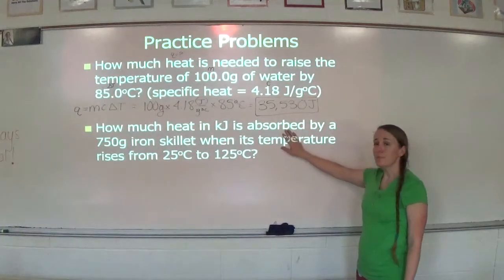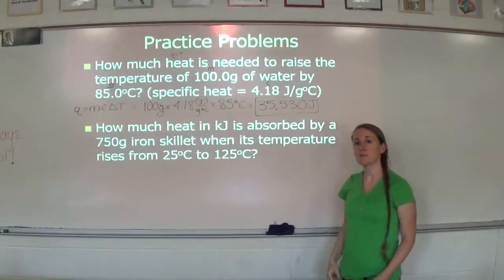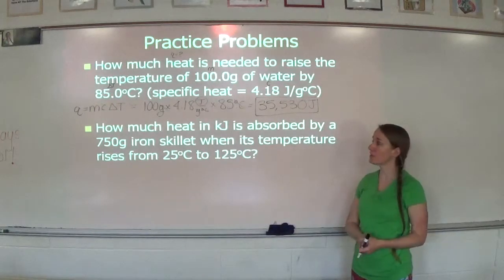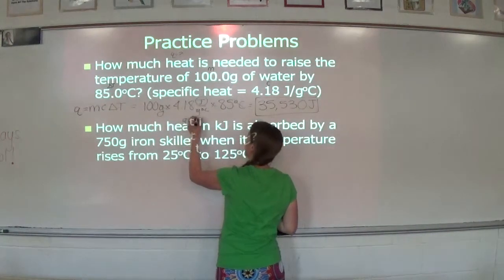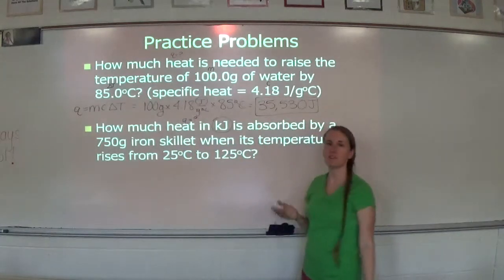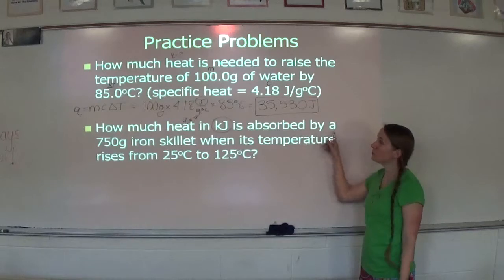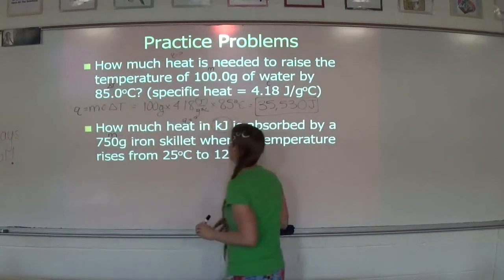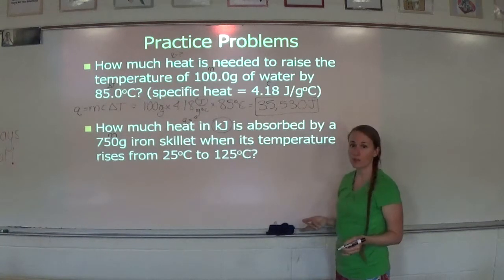Alright, so maybe pause and try the second one. There is a little trick on the second one with the kilojoules, but maybe at least try to get joules on your own and then watch it and we'll solve it together. So it says how much heat in kilojoules. So I'm still looking for Q, but I'm going to circle that I need to have kilojoules because my answer is going to naturally be joules. Is absorbed by a 750 gram iron skillet, so there's my mass, when its temperature rises from 25 to 125.